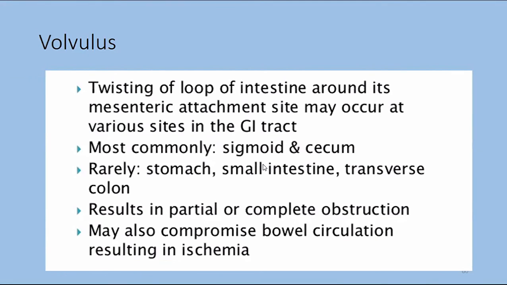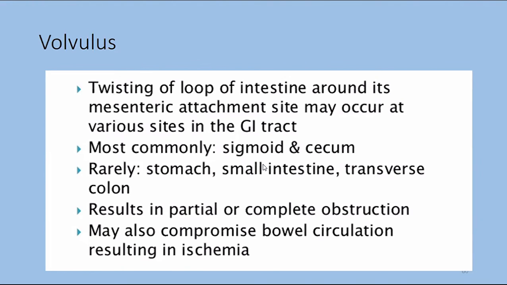We also mentioned volvulus, which actually refers to a twisting of a loop of intestine around its mesenteric attachment. This may occur in various sites of the GI tract, but most commonly it occurs in the sigmoid and the cecum. Rarely does it happen in the stomach, the small intestine, or the transverse colon. It can result in partial or complete obstruction, or it may lead to ischemia. It may also compromise bowel circulation when it twists around its axis.